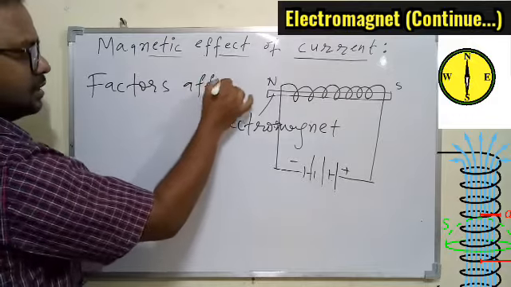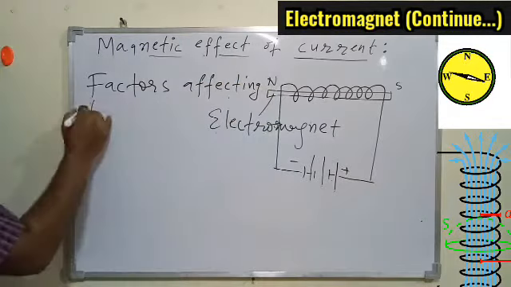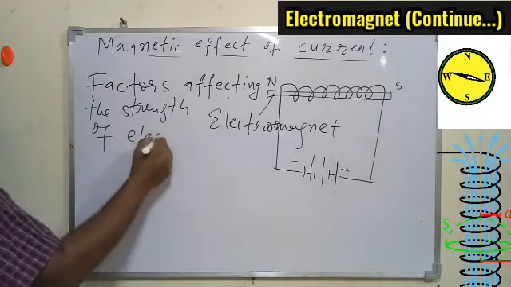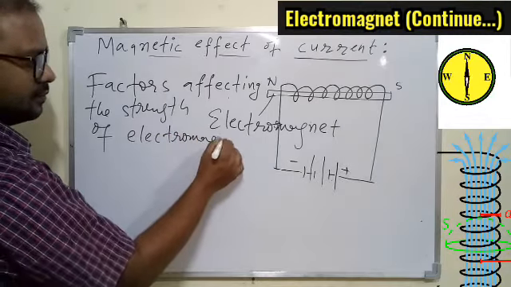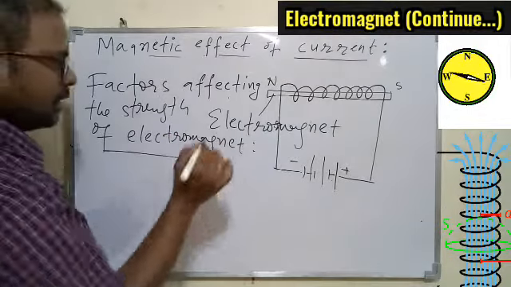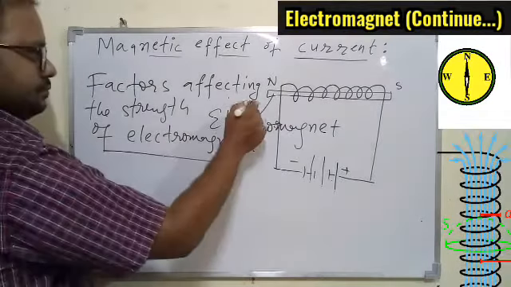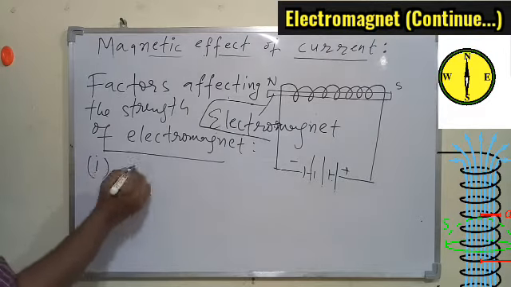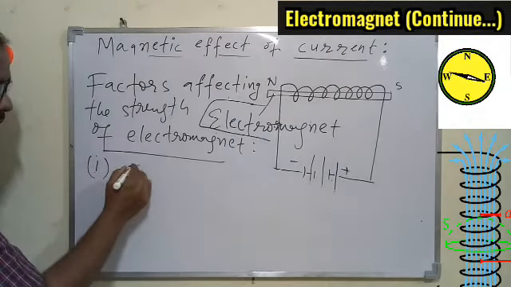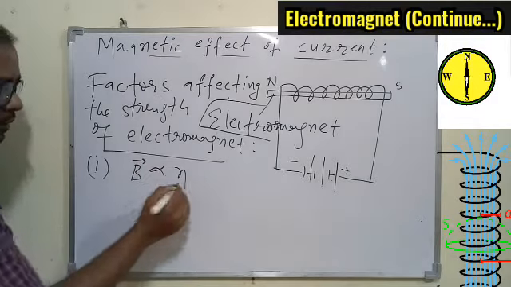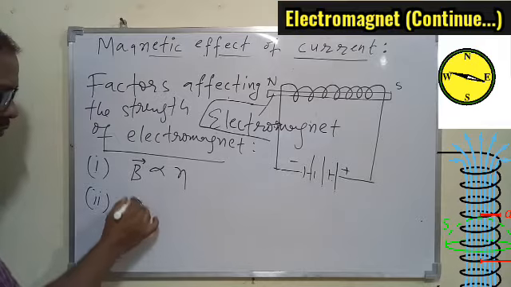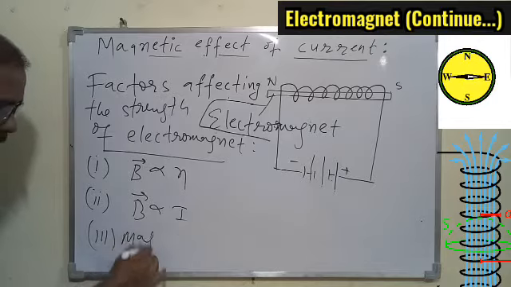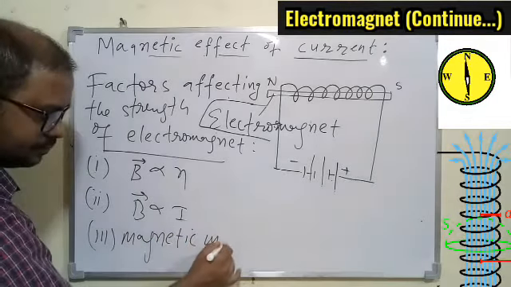So briefly we can write down factors affecting the strength of electromagnet. Okay, so very first thing is, that is, B is proportional to N. Second, B is proportional to I. And third one, the magnetic material.